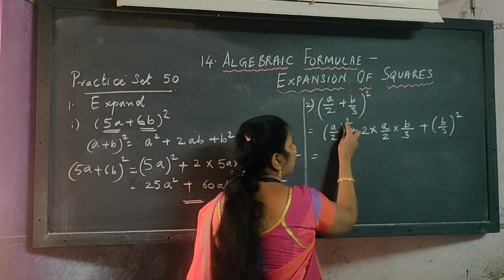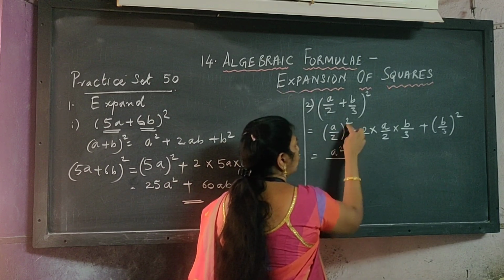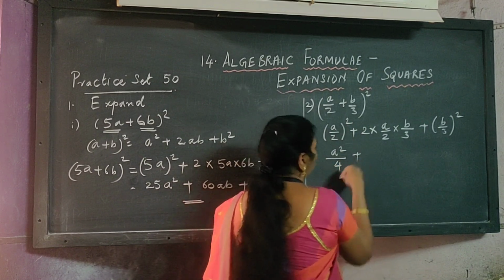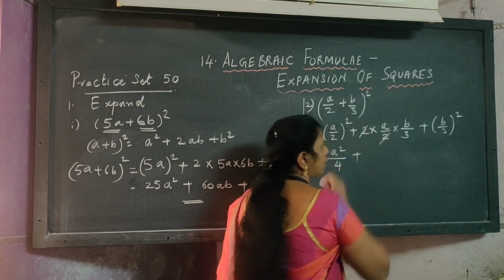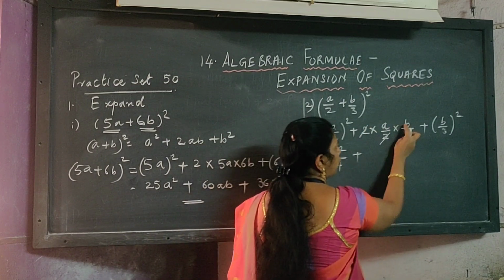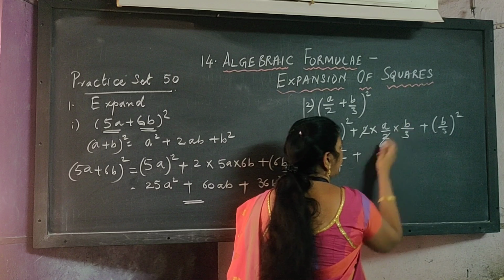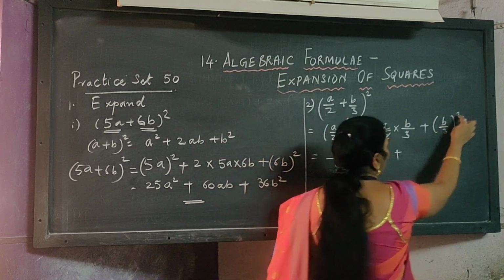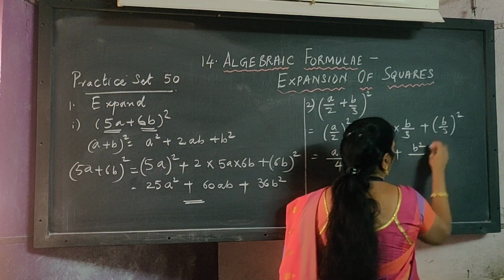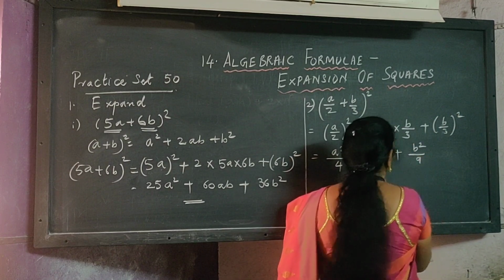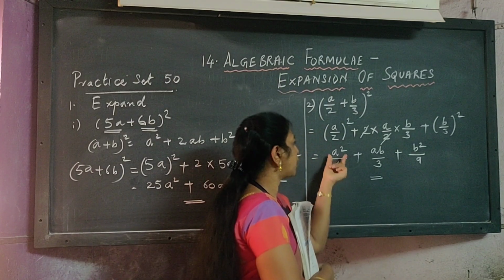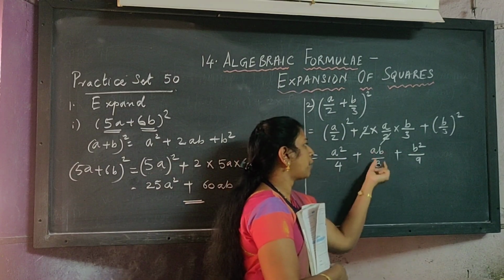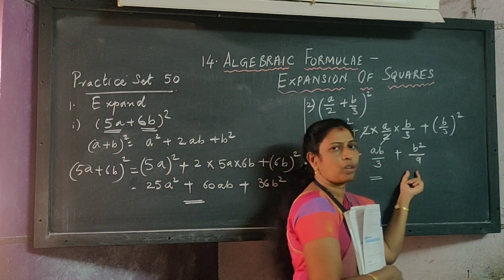So what will become? a square upon 2 square will become 4, plus this 2 and this 2 get cancelled. So what? a into b, multiply both numerators, that is a into b, you will get ab upon 3, plus b square upon 3 square, which will become 9. So you will get a square upon 4 plus ab upon 3 plus b square upon 9.